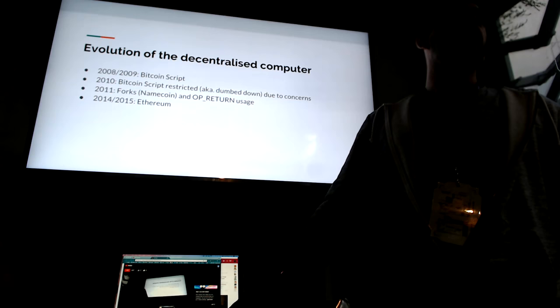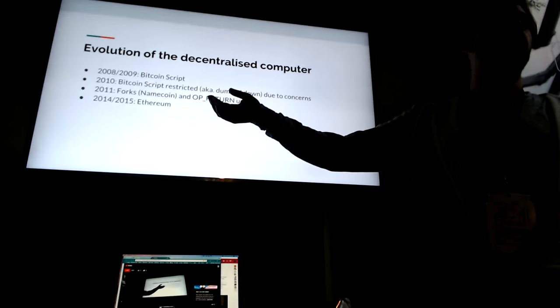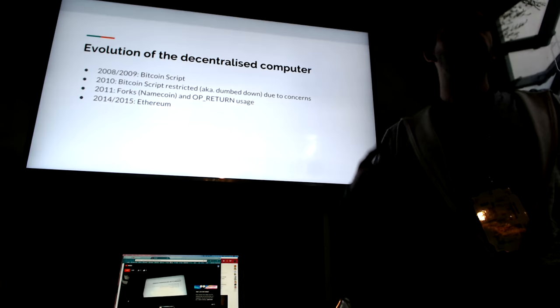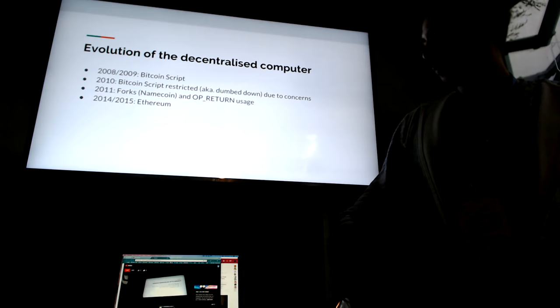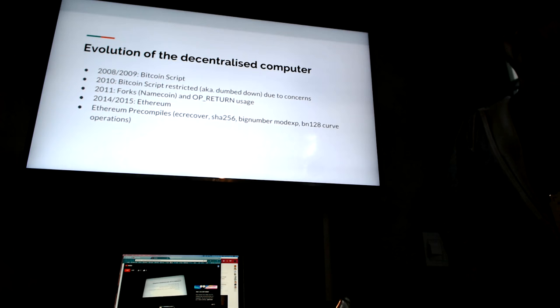And then came Ethereum, for one of the main reasons: why do we have these restricted scripts? Why don't we make a more generic script, a more generic VM, and then we wouldn't need to fork blockchains and have multiple blockchains doing a specific thing. We could have a generic one. But then quickly with Ethereum, people ran into the issue that, okay, we have the generic VM, which can do a lot of things, but it's kind of slow.